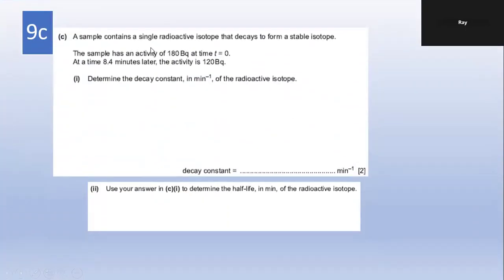A sample contains a single radioactive isotope that decays to form a stable isotope. The sample has an activity of 180 becquerel at time t equals 0. At 8.4 minutes later, the activity is 120 becquerel. Determine the decay constant in per minute of the radioactive isotope. How do I do that?